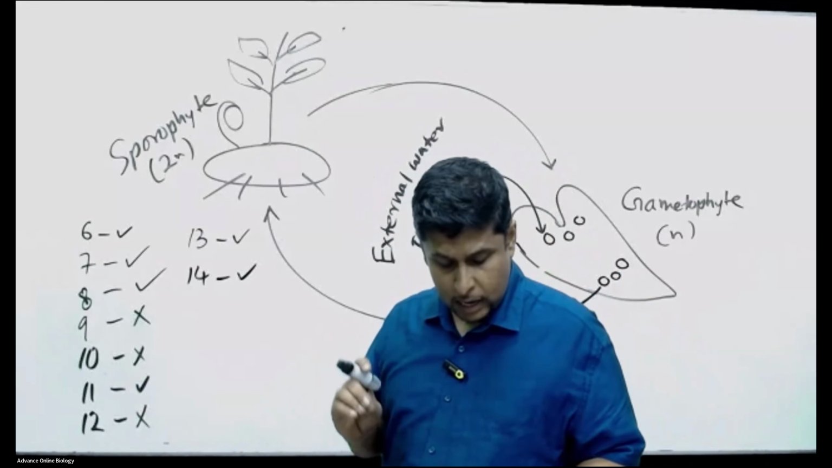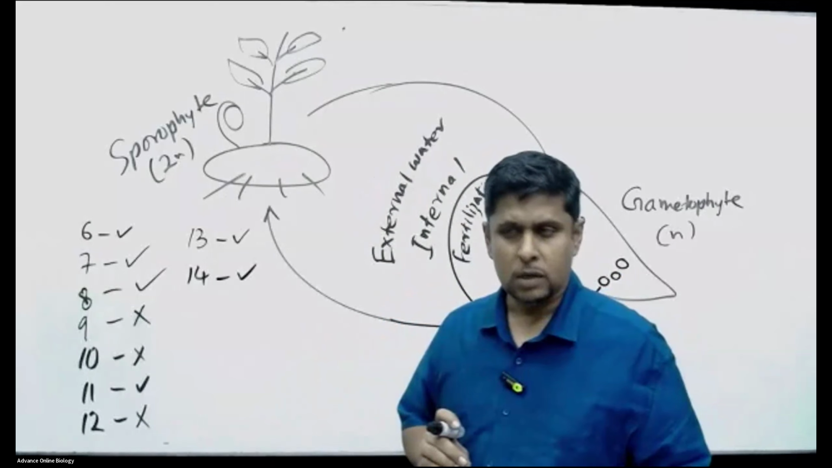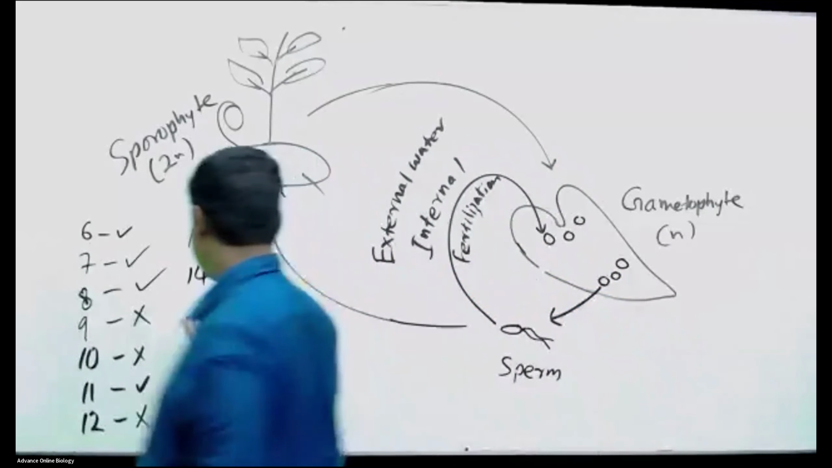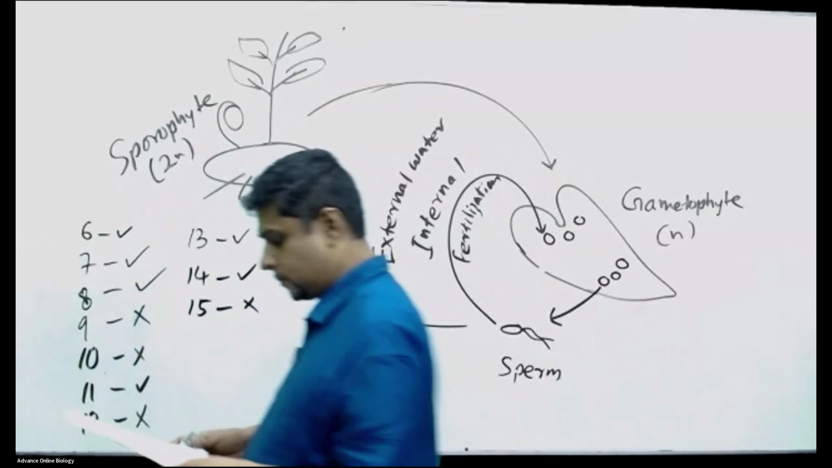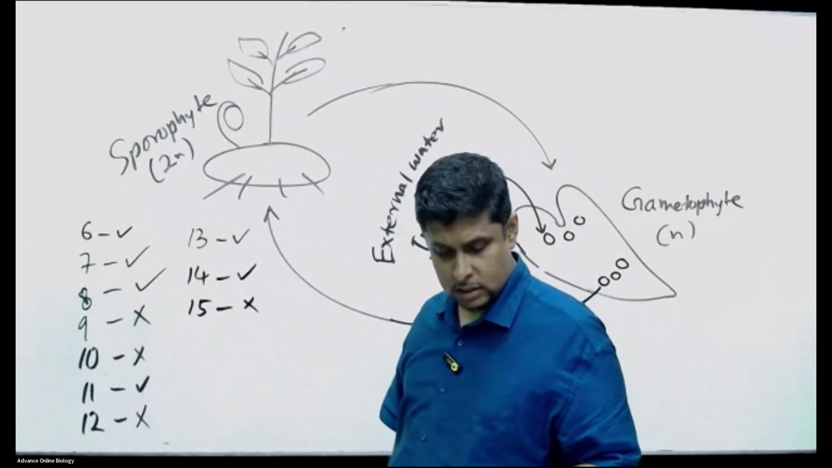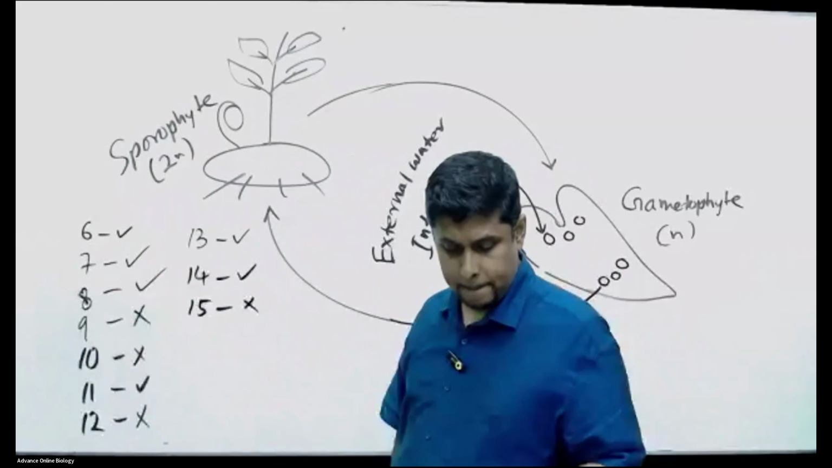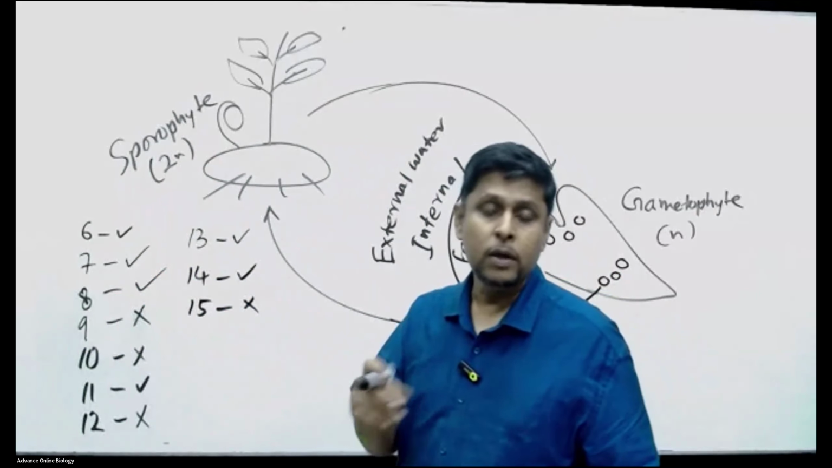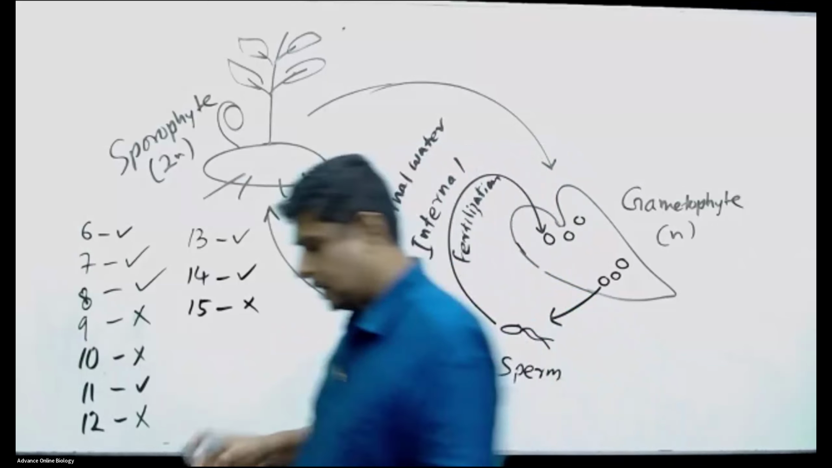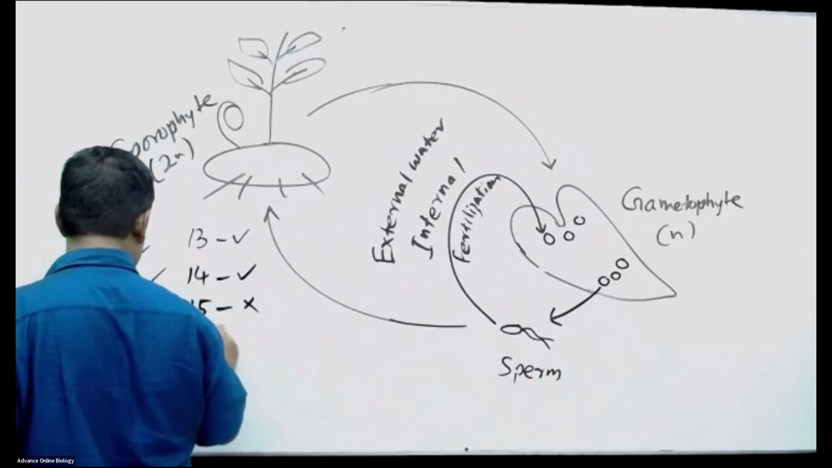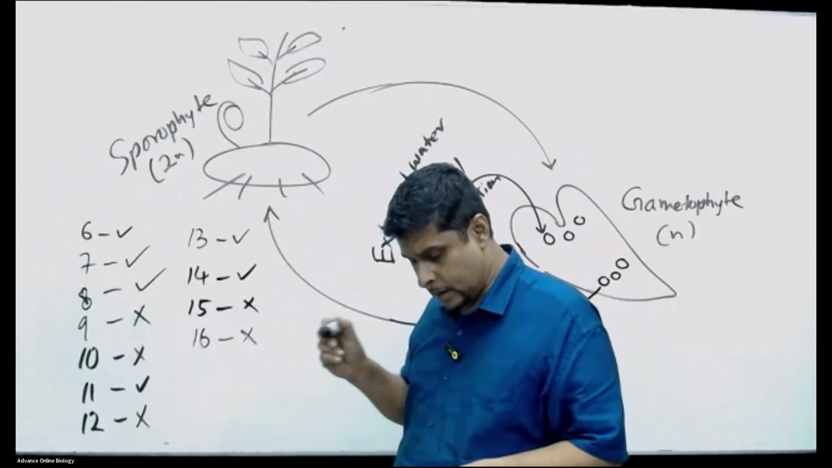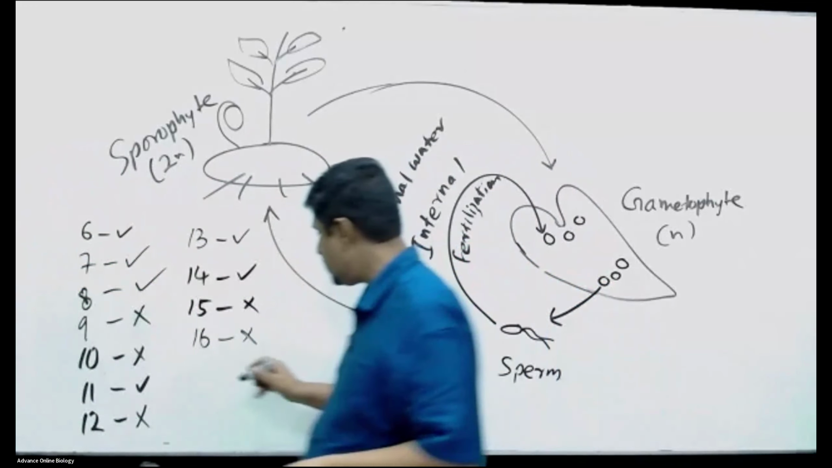15th one, in Nephrolepis, strobili are covered by indusium. Nephrolepis, strobili? Wrong. 15, no strobili in Nephrolepis. Wrong. 16th, Selaginella, heterophyllous leaves arranged as pairs in strobilus. Wrong. Heterophyllous leaf of Selaginella is present on the stem. The ventral leaf and the dorsal leaf we take as the heterophyllous leaf. 16th statement wrong.